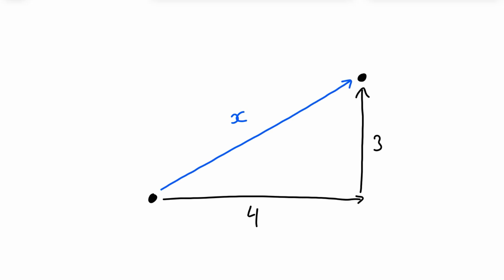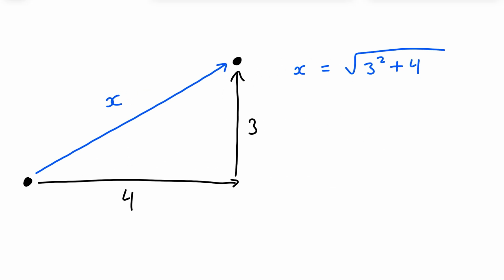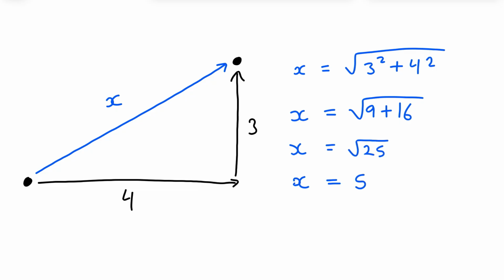Here I have 2 points in the 2D plane, and to get between them I can move exactly 4 units across and then 3 units up. What's the distance between these 2 points? Well, a little bit of ancient Greek mathematics will tell us that the answer is obviously 5, right? There's surely no way it could be anything else.